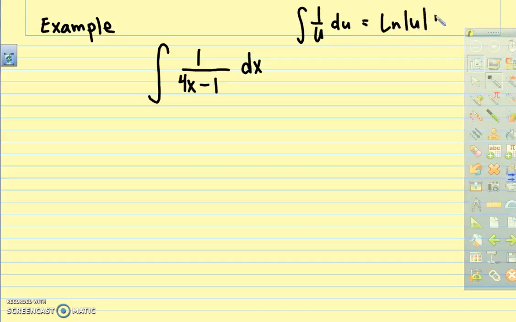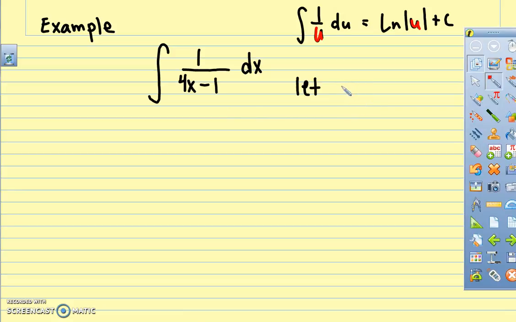this gets a little trickier, because where did the u come from? Well, you have to let some part of this function equal u. So do the u substitution. In this case, I'm going to let u equal 4x minus 1.